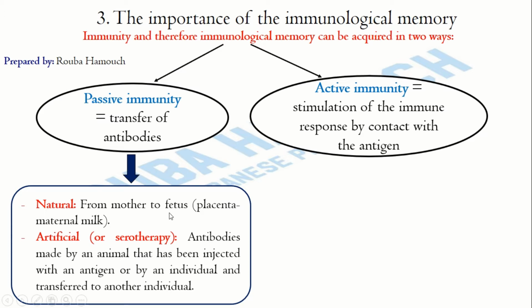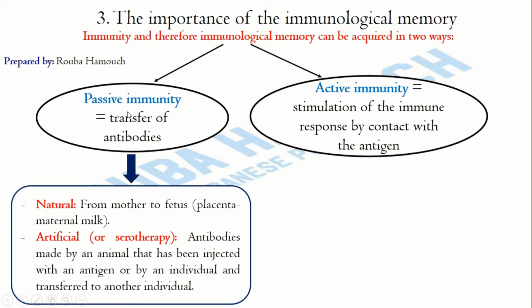So in this case, it is not the fetus who produces the antibodies, but the mother, who produces the antibodies following the infection with pathogens she may encounter during her life. Then the mother transfers these antibodies to her fetus during pregnancy via the placenta, or after birth via the maternal milk.